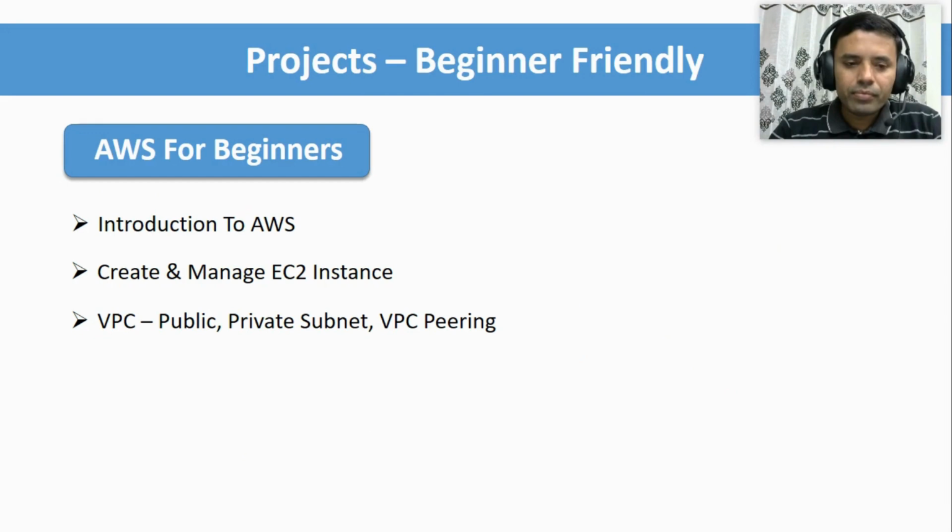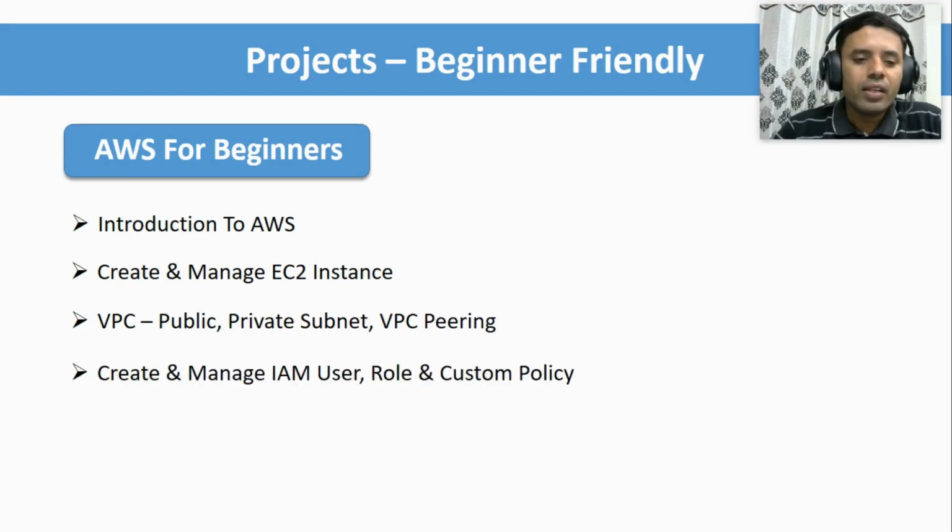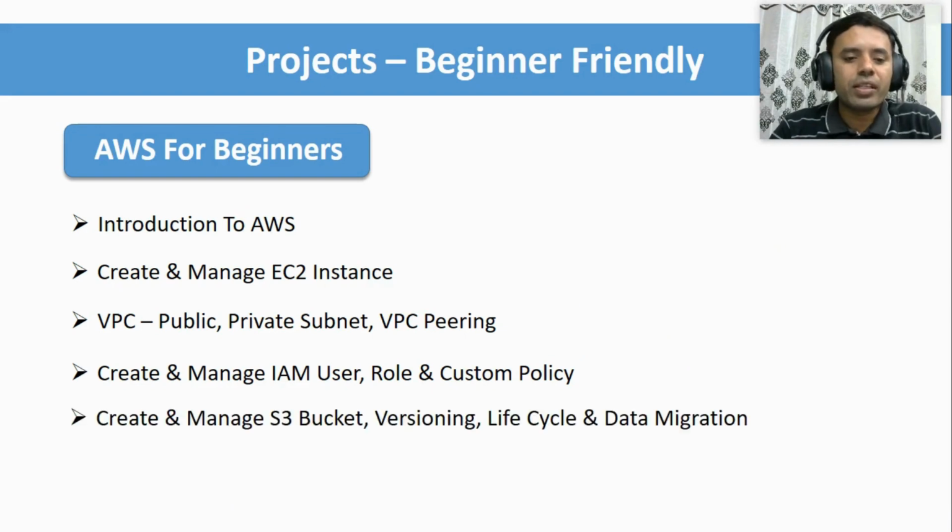Then we will see the important topic VPC: how VPC works, what public and private subnets are, how to define VPC peering, and why it's needed. Then we will see another important topic, the creation and management of IAM users and roles with custom policies, and how to define a custom policy.